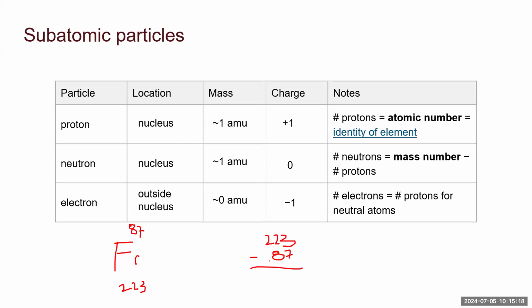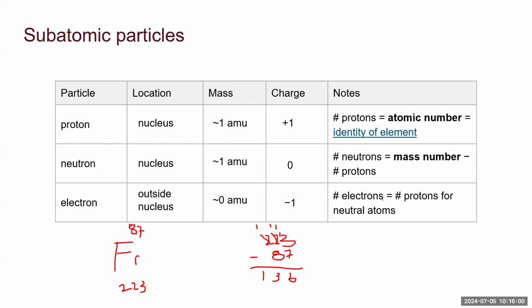No dice, everyone. Okay, so 223 minus 87. Let's see. 1, 1. We got 6. 1, 1. 11 minus 8 is 3. So we just learned that one atom of francium, the nucleus consists of 87 protons and 136 neutrons. So if you look at the periodic table, the number of protons and neutrons are numbers that you can extract from that very easily.